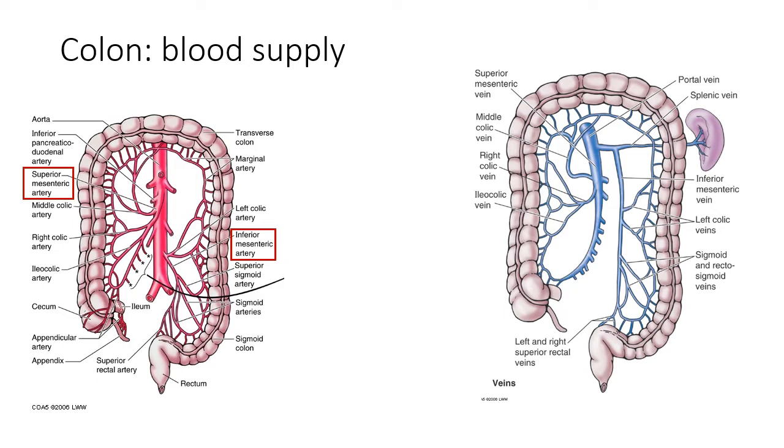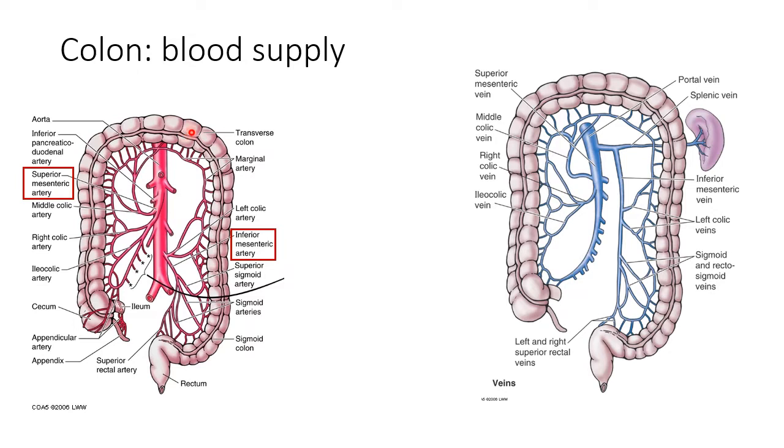Blood supply of the colon. Today we covered these parts: cecum, appendix, ascending colon, transverse colon, descending colon, and sigmoid colon. We will cover the rectum very shortly. As you can see, parts of the colon belong to the foregut, and that includes the cecum, appendix, ascending colon, and 2/3 of the transverse colon. These parts will be supplied by branches from the superior mesenteric artery.